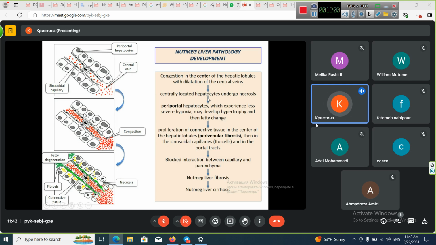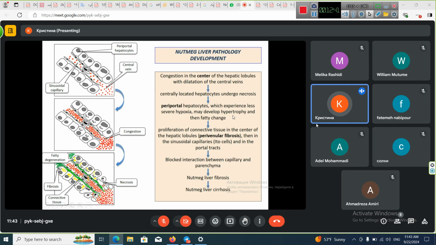Next, centrally located hepatocytes undergo necrosis. Centrally located means those which are closely located to the central veins. It means these. These are central hepatocytes, and those at the opposite side will be called periportal. Periportal means more closely located to the portal triad, which contains artery, which is on this side. So centrally located hepatocytes undergo necrosis. It means that they start to die. These.